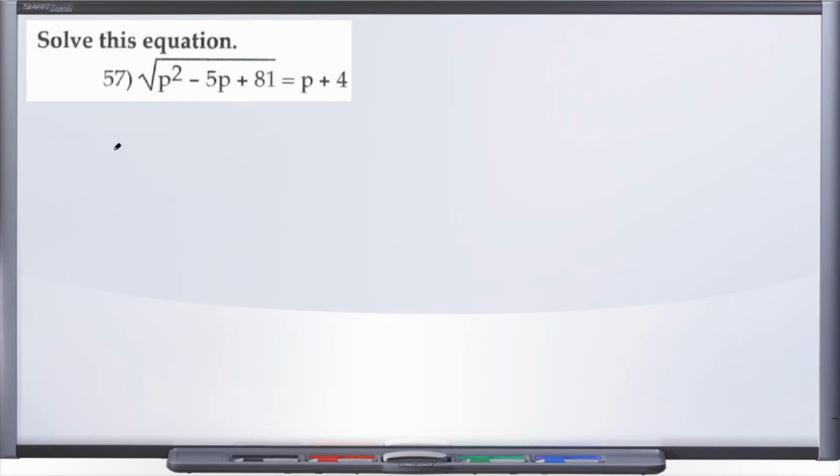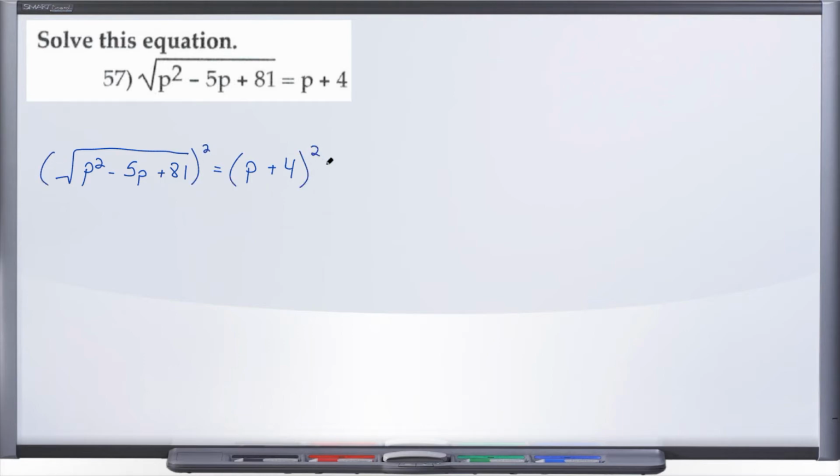All right, so as we take a look here at 57, we've been given radical p squared minus 5p plus 81 equals p plus 4. So we know that we need to solve for p, and right now we have p on both sides of the equation, don't we? On the right-hand side, we're free and clear, but on the left, it's under a radical. So let's go ahead, and to get rid of that radical, let's square the left side.